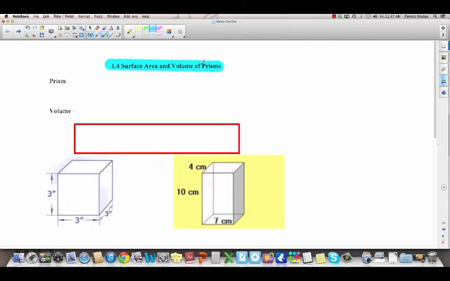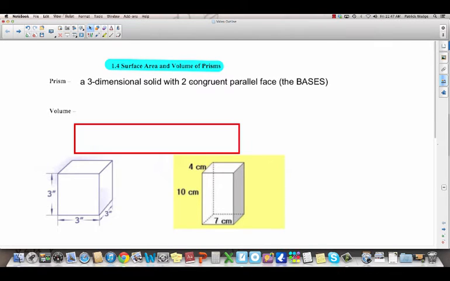So we need to know what volume is, we need to know what prisms are. First of all, prism. A prism is a three-dimensional solid with two congruent parallel faces, and the congruent parallel faces, those are called the bases. Congruent means exactly the same size, same shape. Exactly the same. So there's two, and I think you know what parallel is, right? Just like the two L's in parallel, they remain the same distance apart from each other. They don't get any closer to each other. They don't get any further away from each other.